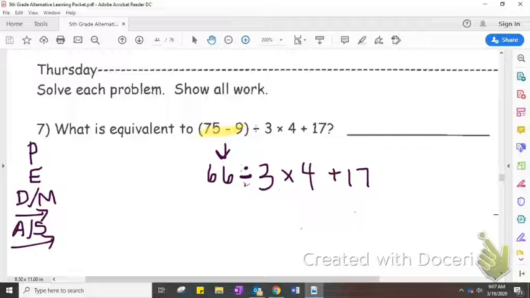Alright, so then I'm going to look over here. I'm done with parentheses. There are no exponents. I'm either dividing or multiplying. It depends on which one's on the left. I see either 66 divided by 3 or 3 times 4. I'm going to do 66 divided by 3 because we go from left to right. Alright, 66 divided by 3 is 22.